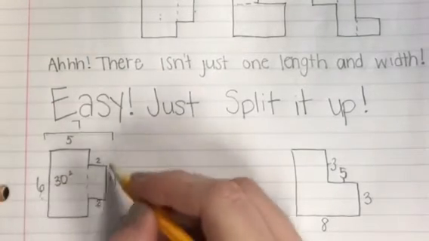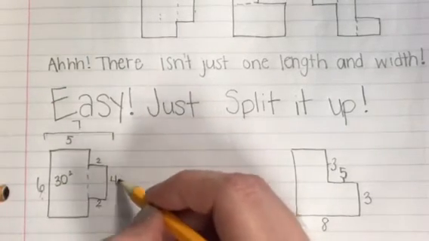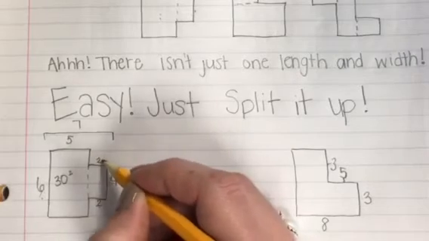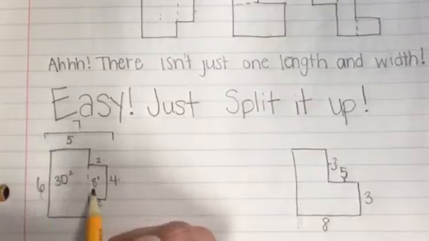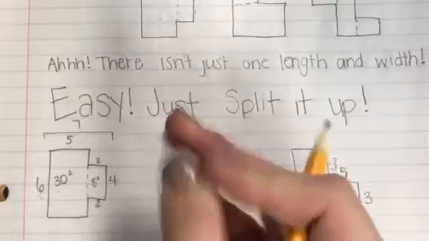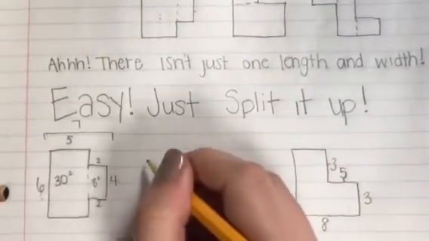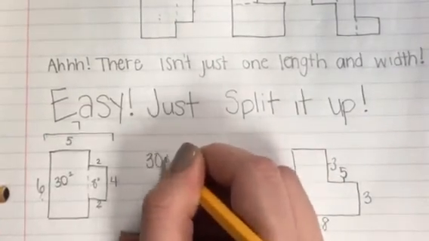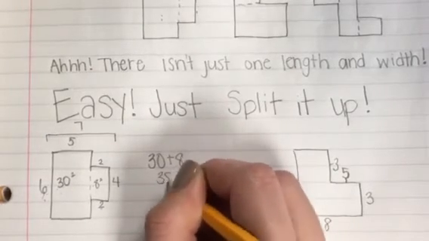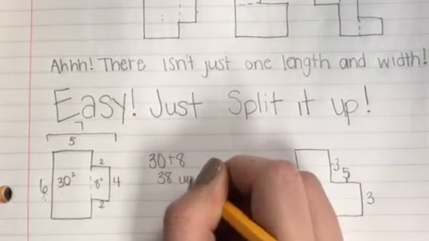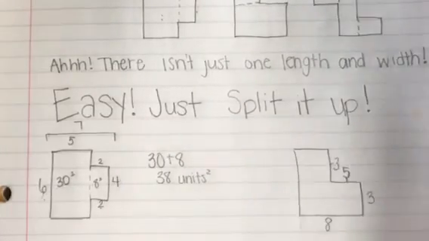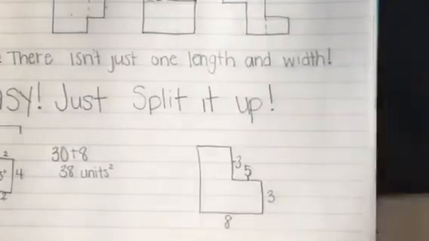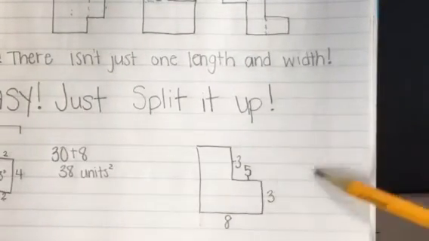All right, now I need to find the area of this little guy. Well, I already have my length and my width for this one. It's 4 and 2. Well, 4 times 2 is 8. And now I just put these two together because, like I said, they're touching. They're two shapes that have been pushed together. So 30 plus 8 is 38. So 38 units squared would be the area. Easy peasy. All right, over here, I've got this L figure.